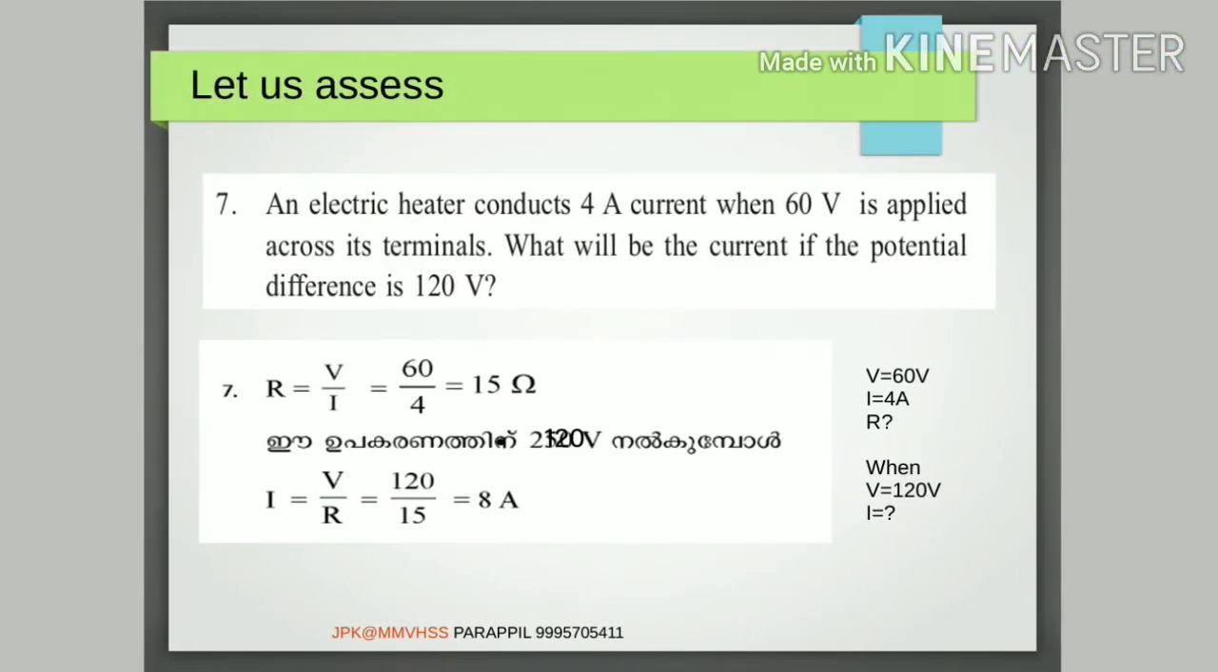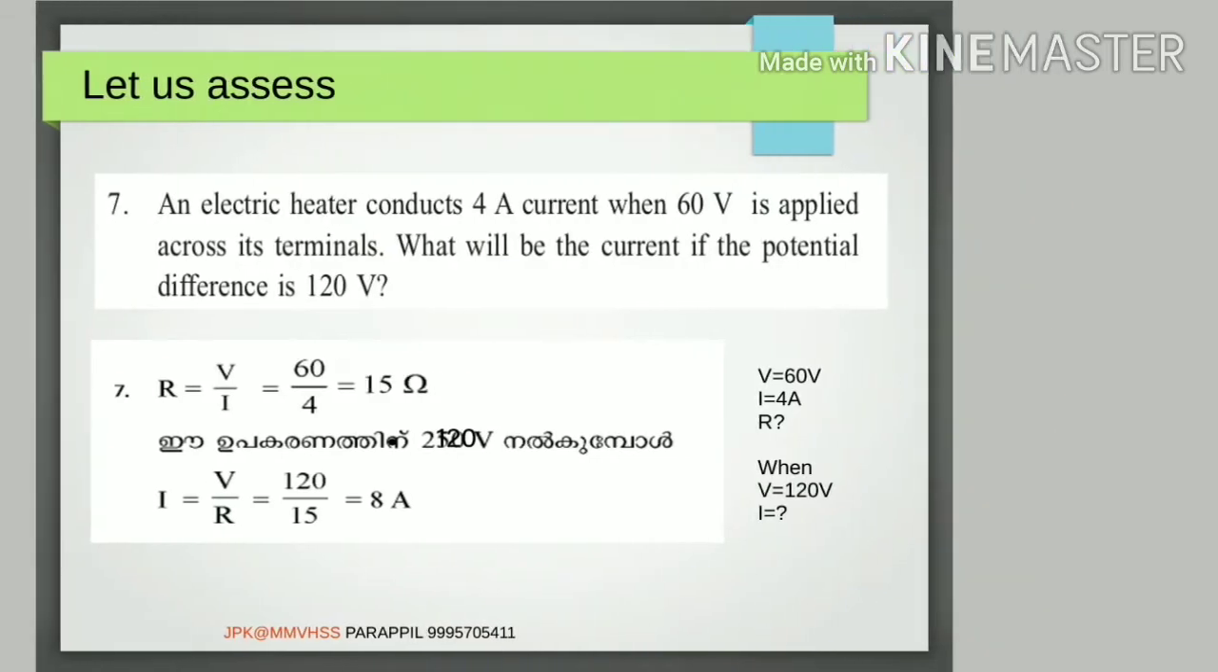In the seventh question, first find out the resistance of the heater. R is equal to V by I, that is equal to 60 by 4 is equal to 15 ohm. Then calculate the current when potential difference is 120 volt, that is I is equal to V by R. Put V is equal to 120, then we get 120 by 15 is equal to 8 ampere.